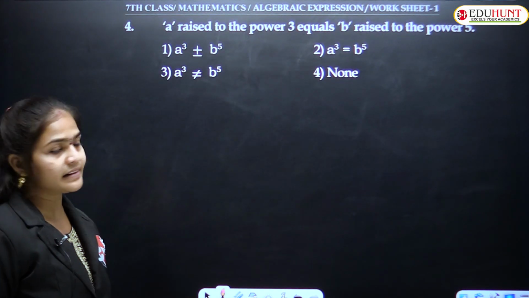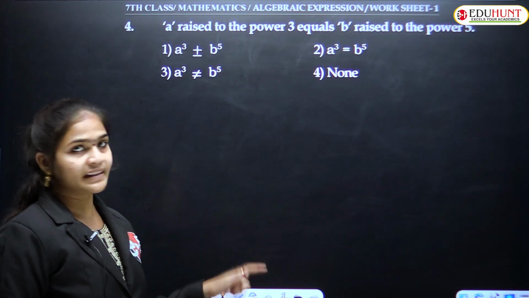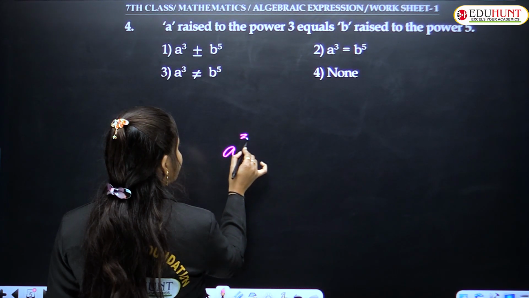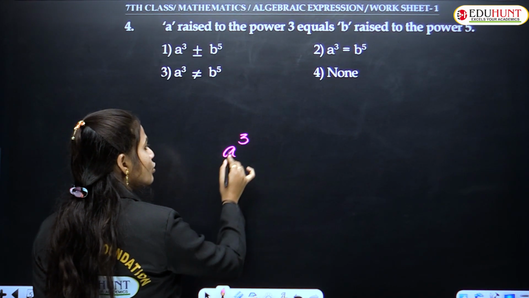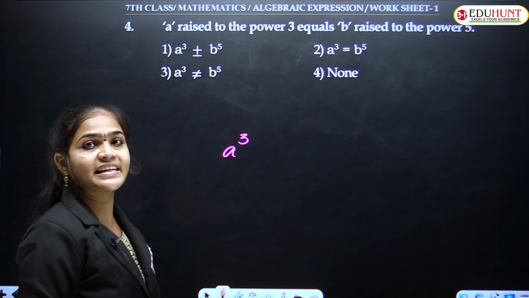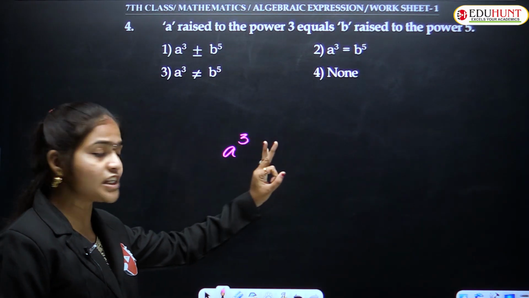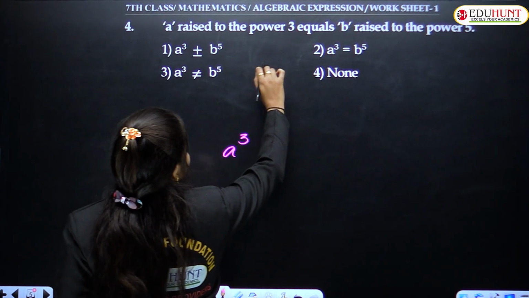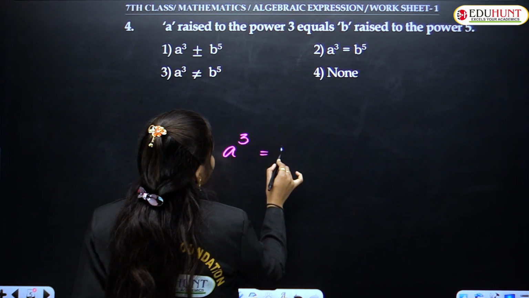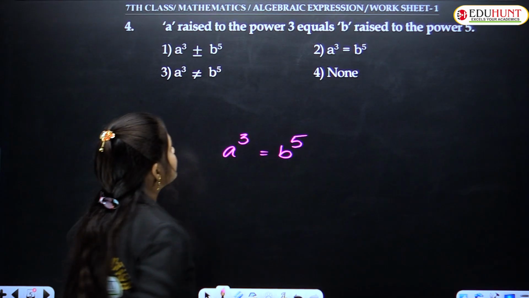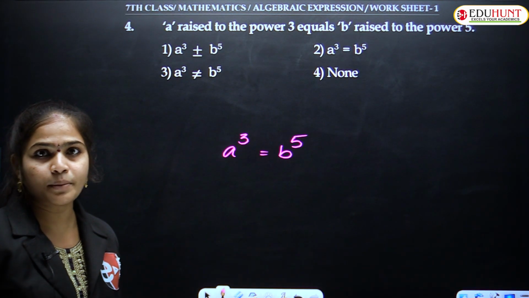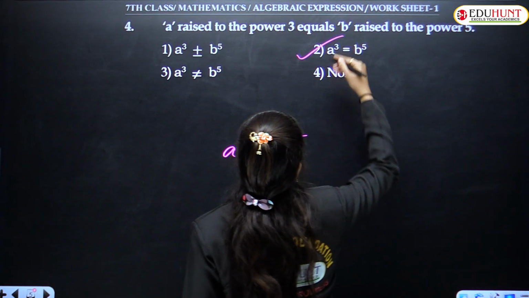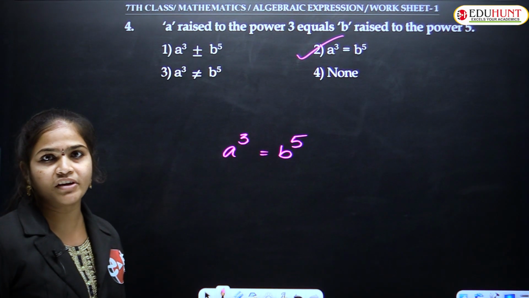Next, the fourth one says a raised to the power 3. A raised to the power 3 means a multiplied by itself 3 times, and the notation is a cube. Which equals b raised to the power 5. As per this, which option is correct? Yes, option 2 is correct. A cube equals b power 5.